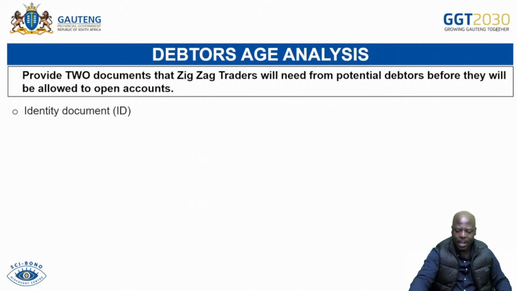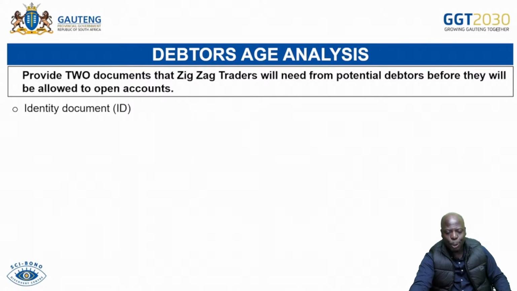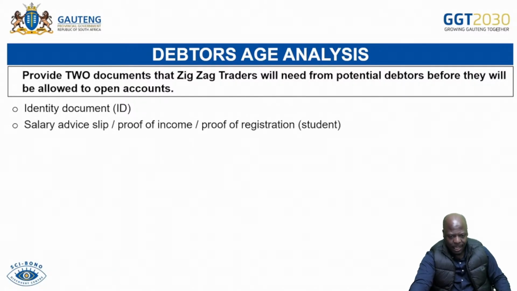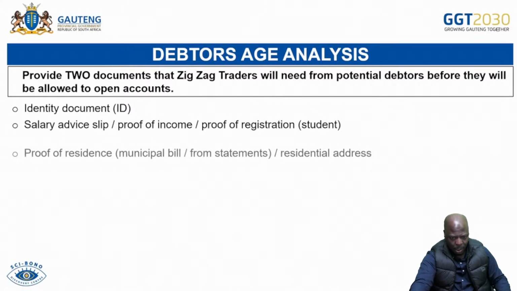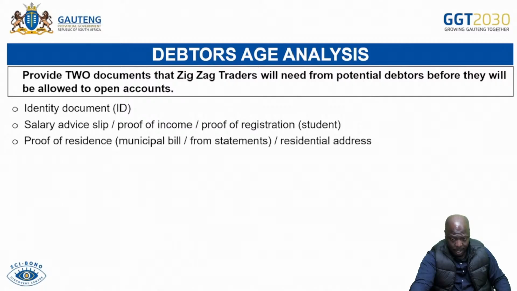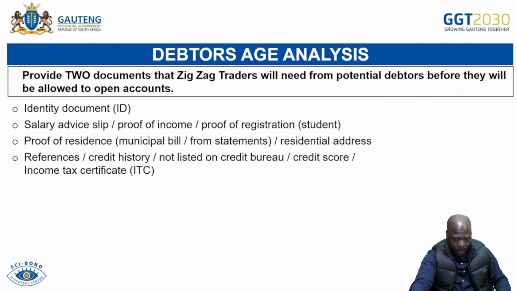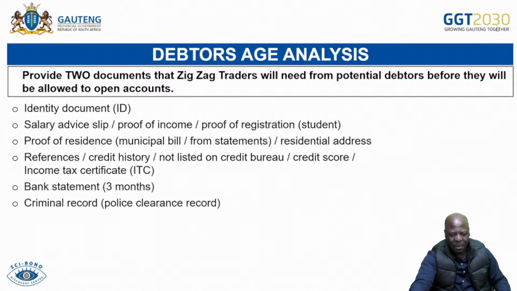Documents that can be required. Number 1, your identity document. Number 2, the salary advice or the proof of income. Number 3, proof of residence. Number 4, references such as your credit history. And then your bank statements. Normally they ask for 3 months. And then lastly, your criminal record, that is police clearance.